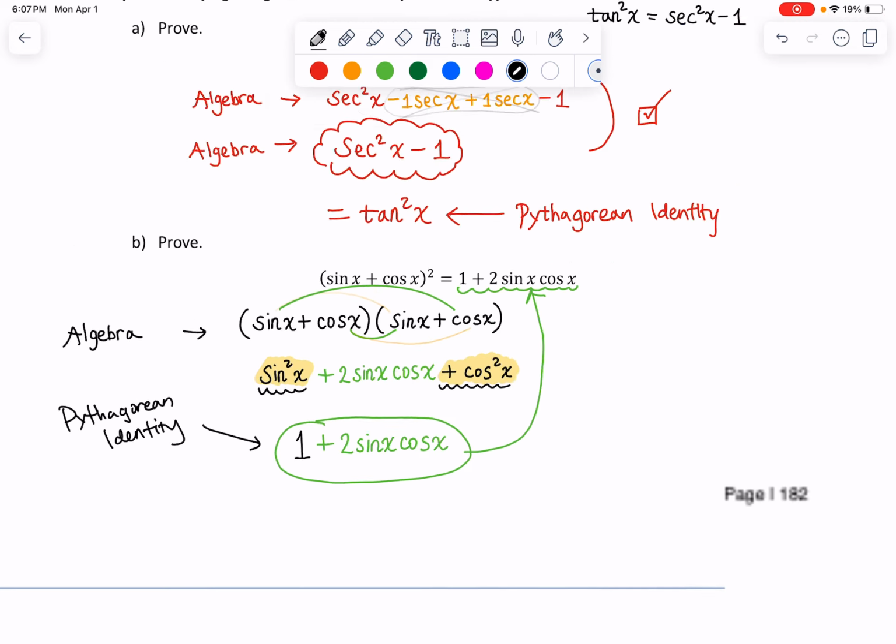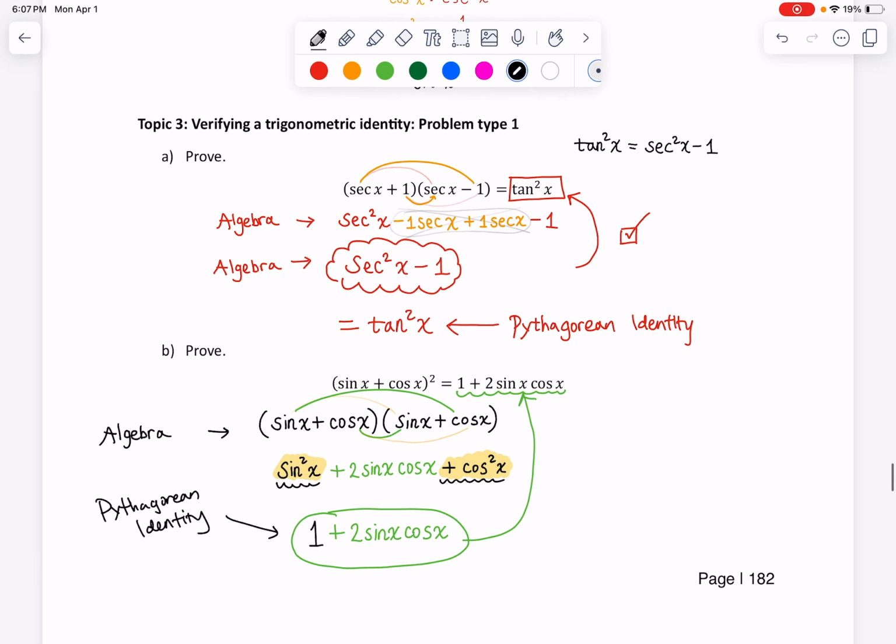So both examples that we went over in this video, we definitely used algebra to FOIL or multiply it out. And then the Pythagorean identity came in handy to simplify the expression. But that's it for this topic number 3.